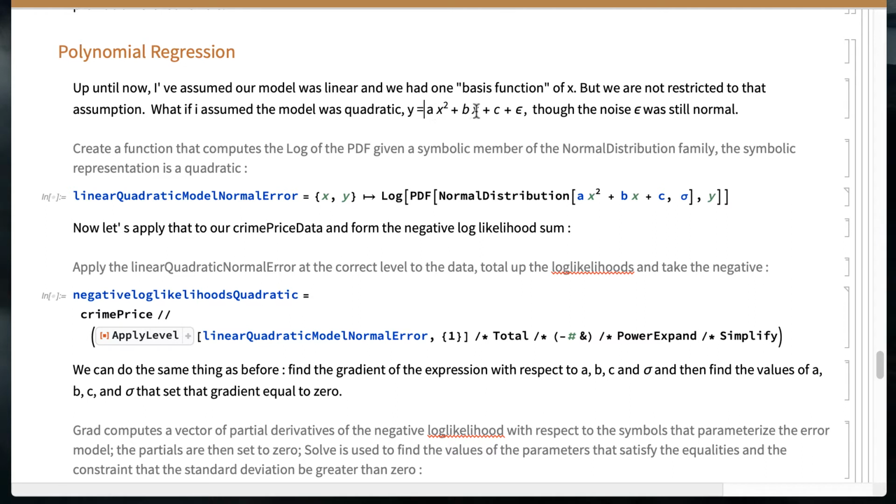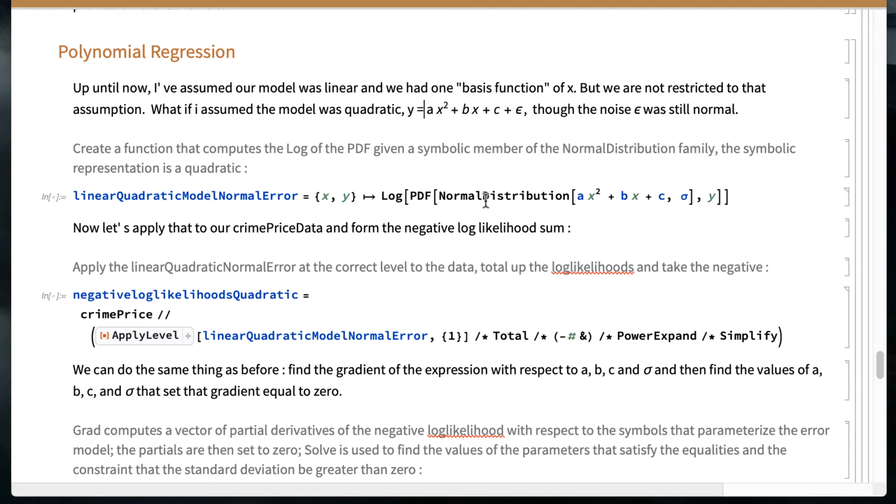What if I assumed x could appear in two places? We could have y equal to ax squared plus bx plus c plus some normally distributed noise that didn't depend on x. I wonder what the best values of a, b, and c would be to fit our curve to the data. So it's the same idea here for maximum likelihood estimate.